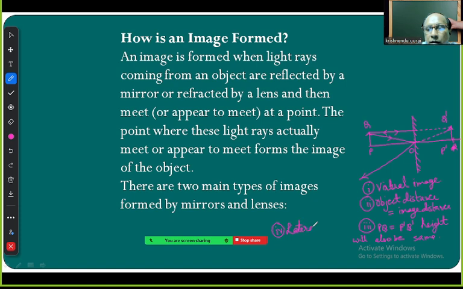And there is one most important property of a plane mirror, lateral inversion. That you have to know very well. What is lateral inversion? Lateral inversion means when you stand in front of a mirror, your right hand will be seen as left hand and your left hand will be seen as right hand. Right?